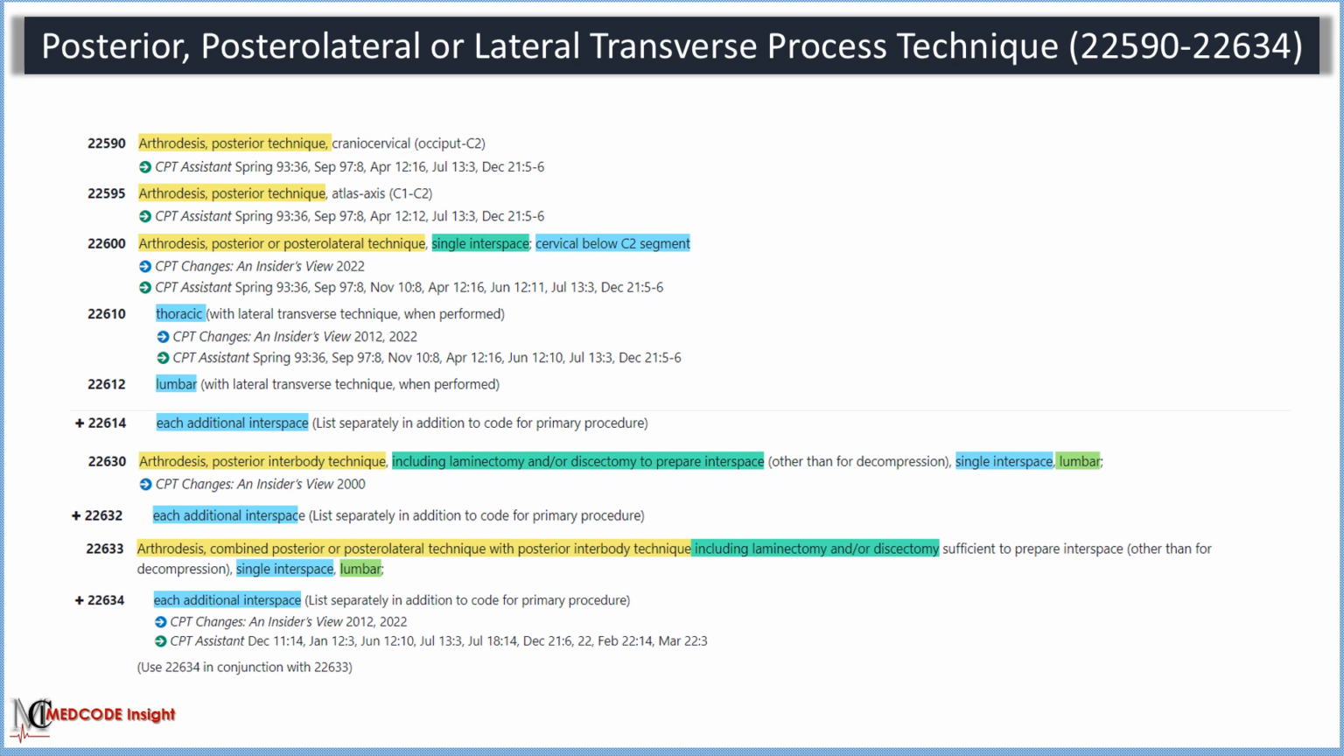Both codes 22630 and 22633 are related to spinal orthodesis procedure, specifically lumbar spine interbody fusion, but they represent different techniques. Code 22630 uses posterior interbody technique and code 22633 uses combined posterior or posterolateral technique with posterior interbody technique to perform orthodesis of the lumbar region. Both codes include laminectomy and or dissectomy to prepare interspace other than for decompression.